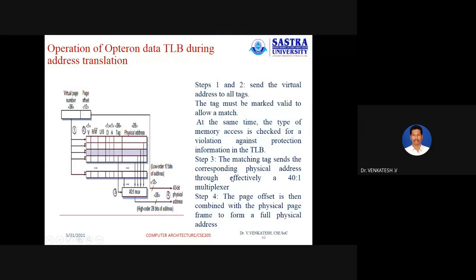In that case, we are going to map. Here, instead of this one, we are going to have a 40:1 multiplexer. So we are going to get only the higher order 28 bits of the address from that. The lower order bits will be taken from this. For example, a 40-bit physical address: the lower 12 order bits will be taken from the physical address, and we combine them. Based on that, we get the 40-bit physical address. So this is the address translation which is done for the TLB.